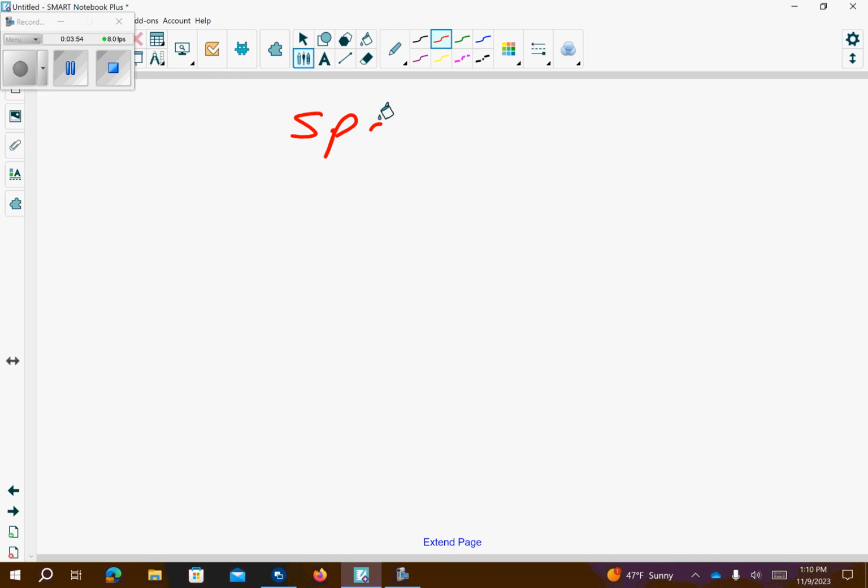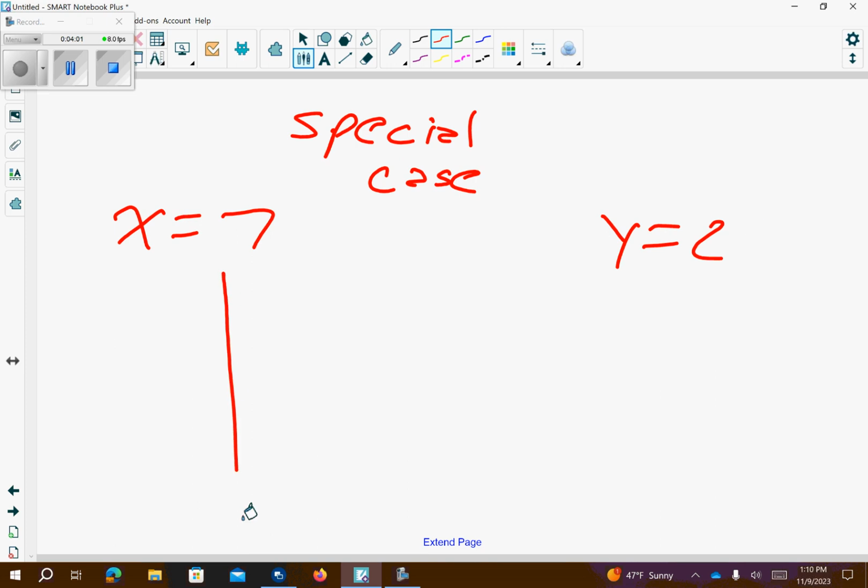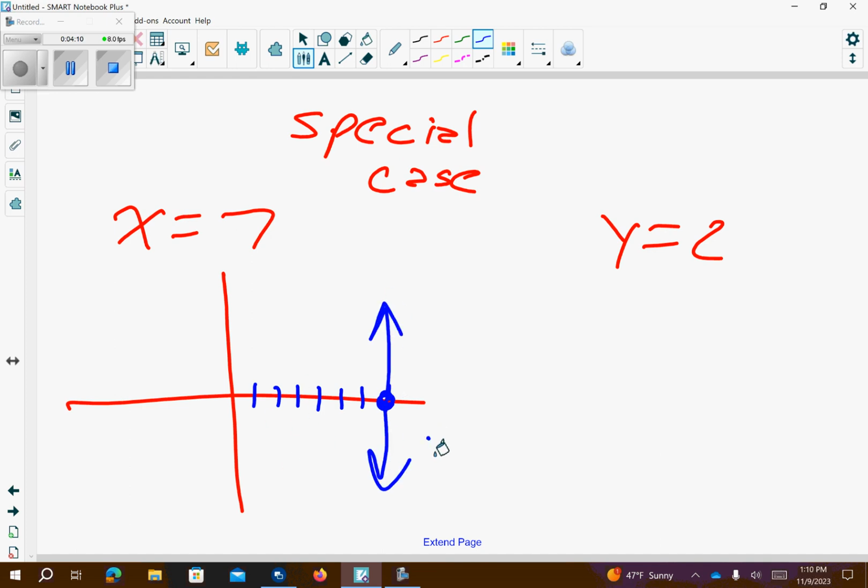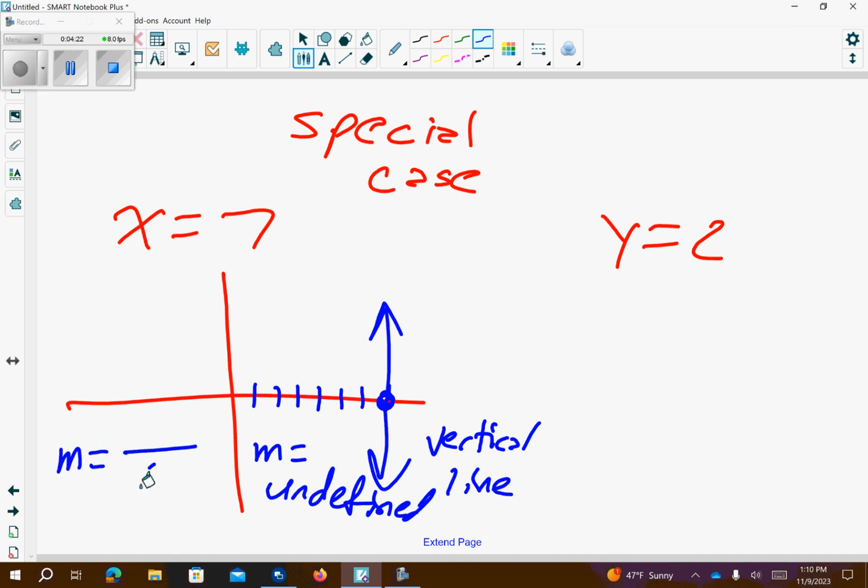These are the special cases. So they get x equals 7, y equals 2. So if I make x equals 7, I go in the x direction 1, 2, 3, 4, 5, 6, 7, and make a vertical line. Okay, a vertical line. The slope of a vertical line is undefined. If you went and found your slope equation, you would have a number on top and a 0 on the bottom. This means it's going to be undefined as well.